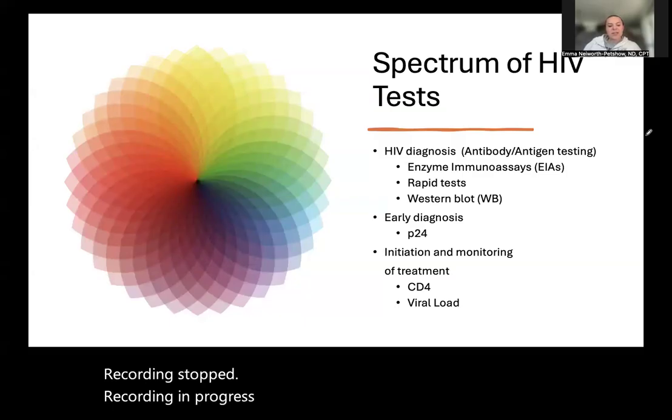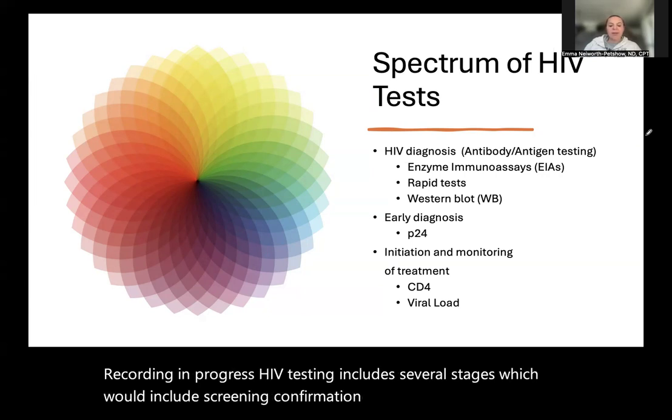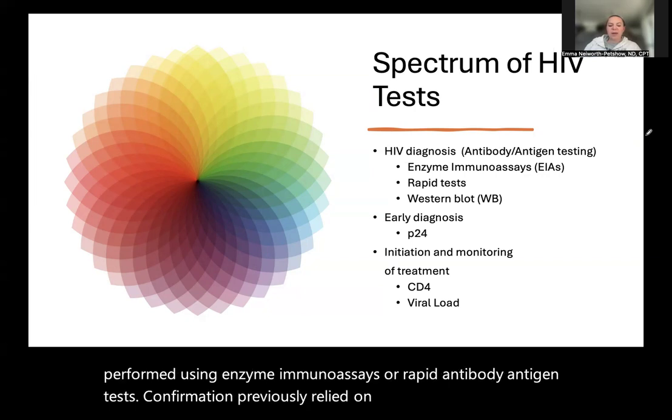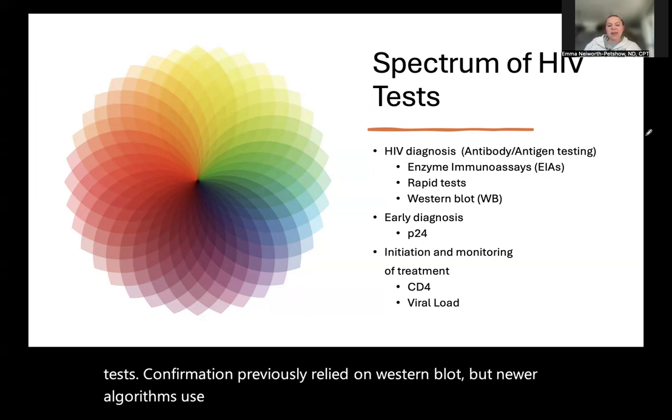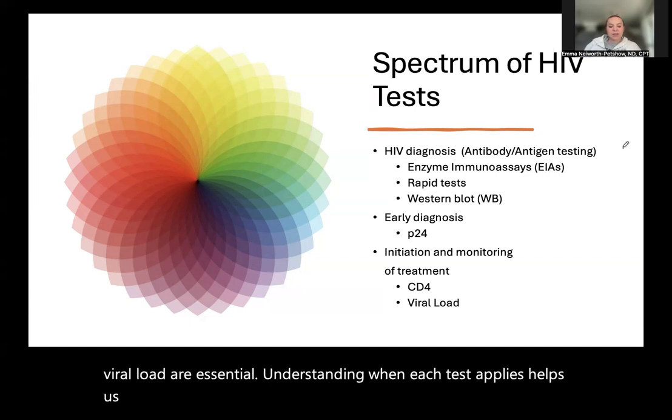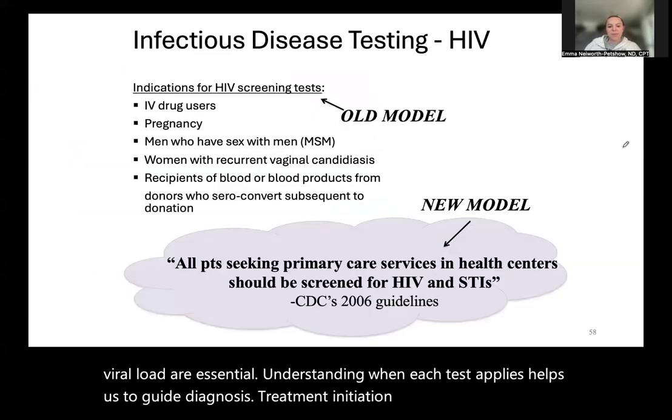HIV testing includes several stages, which would include screening, confirmation, and monitoring. Screening is performed using enzyme immunoassays or rapid antibody antigen tests. Confirmation previously relied on Western blot, but newer algorithms use different assays. And for monitoring, CD4 counts and viral load are essential. Understanding when each test applies helps us to guide diagnosis, treatment initiation, and follow-up.